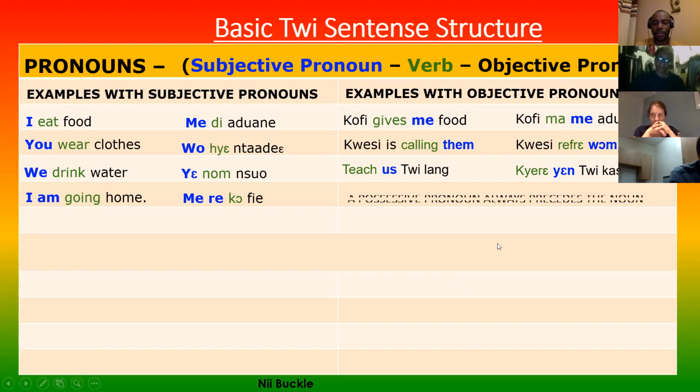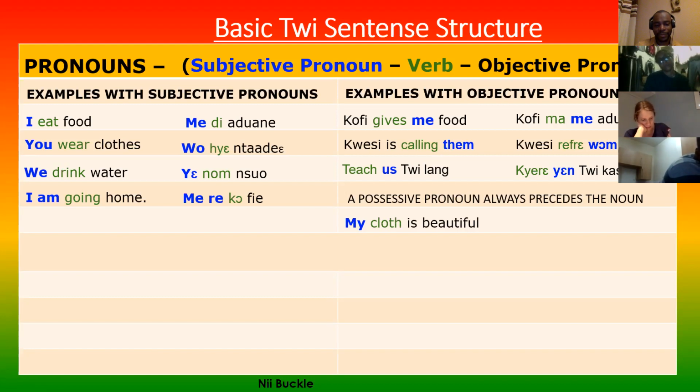Okay, so following on from that, this is something that you probably would have already noticed, or if not, put it in your head because it's something that you're going to see a lot. Every possessive pronoun always precedes the noun in Twi. For example, my cloth is beautiful.